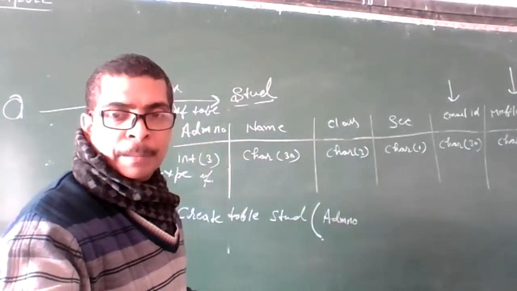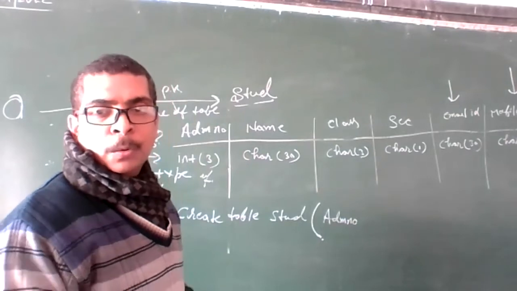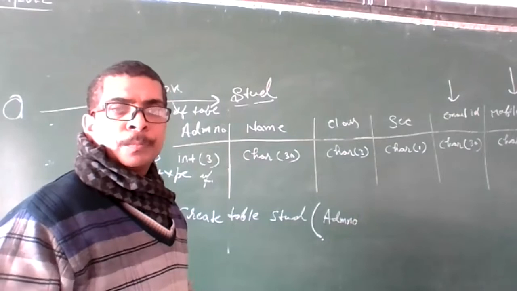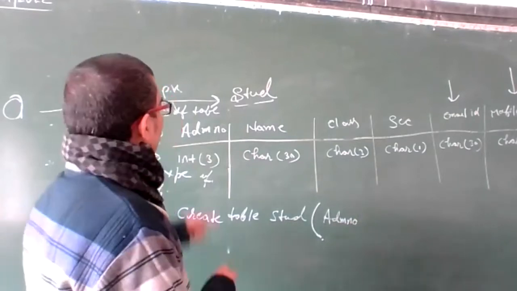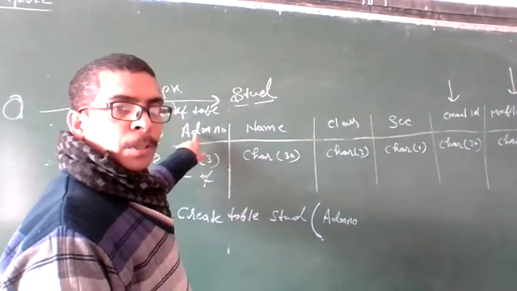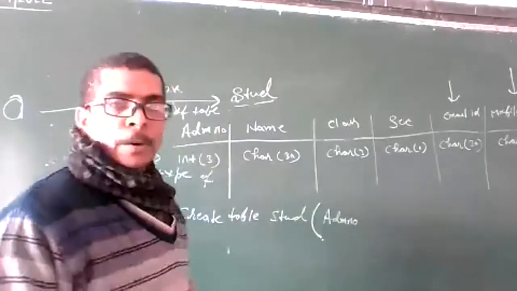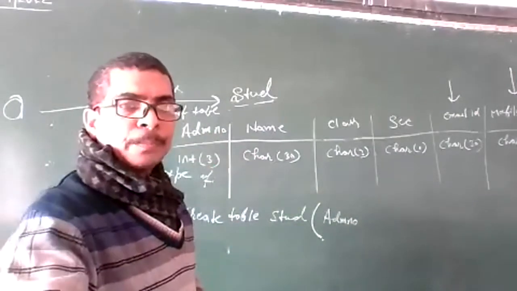What is this ADMNO? Unmute yourself. What is this ADMNO? Tell me. Admission number. This is the name of the first attribute. Okay. I hope it is clear.